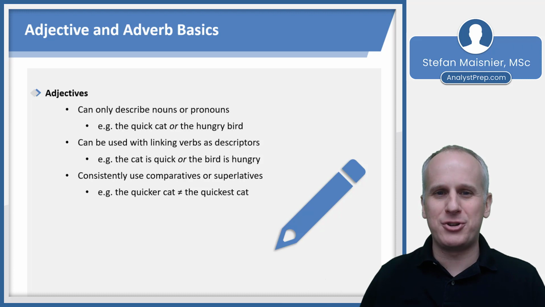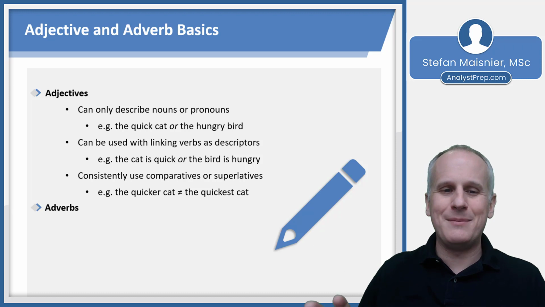And you need to make sure that you don't allow an answer choice to subtly change from an original sentence that said quicker to quickest, because that is a definitive change in meaning that may not be supported by the information that is elsewhere in that sentence.